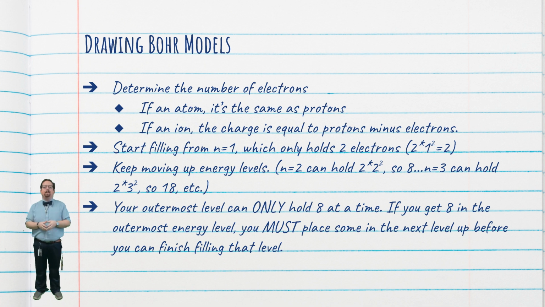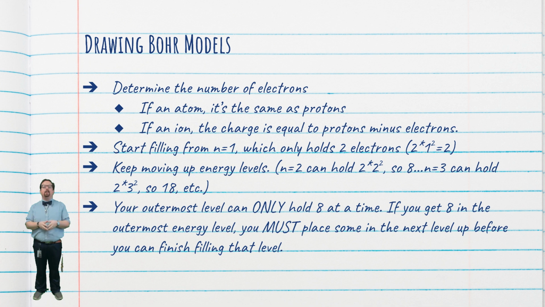The first step is to know how many electrons you're dealing with. We've already learned this, but here's a recap. If it's an atom, it has the same number of electrons as it does protons. If it's an ion, the charge of the ion is equal to the number of protons minus the number of electrons. Essentially, just take the number of protons minus the charge, and that will get you the number of electrons.